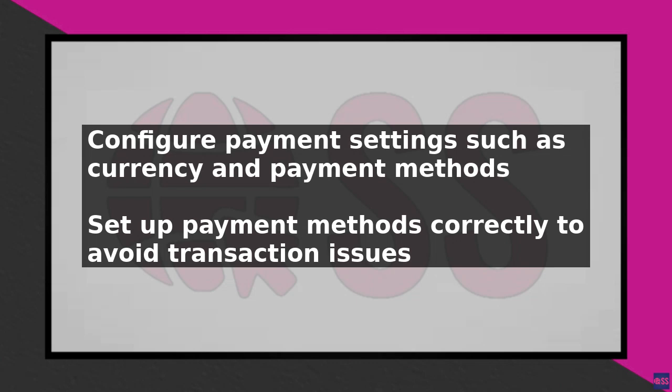To test your Stripe payment gateway, go to your Wix website and add a product or service to your cart. Proceed to checkout and select Stripe as your payment method. Enter your payment details and complete the transaction. If everything is set up correctly, you should receive a payment confirmation and the transaction should be successful.